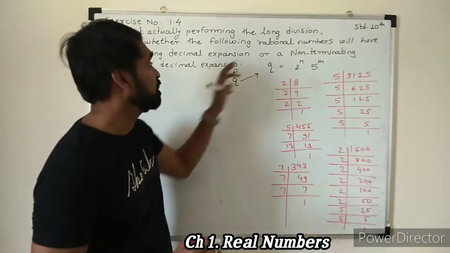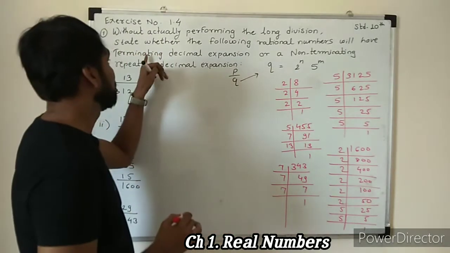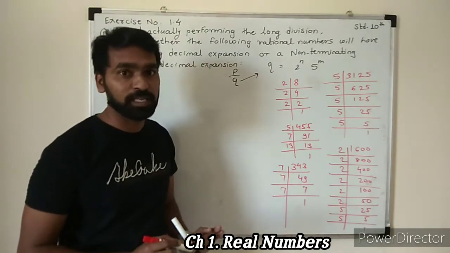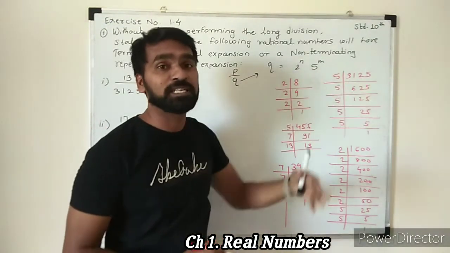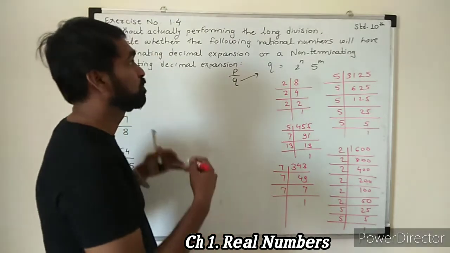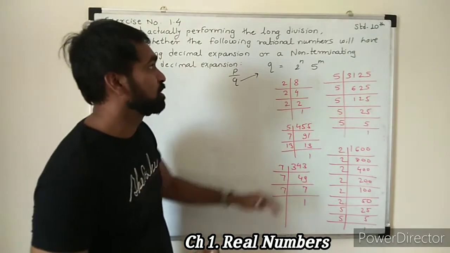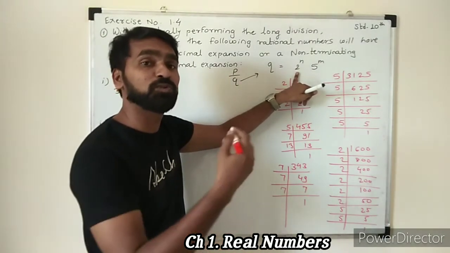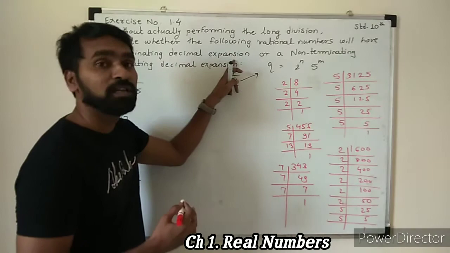Meaning, if the denominator is in the form of 2 raised to n and 5 raised to m, then the expansion will be a terminating decimal expansion. Next, suppose in the denominator there is 2 raised to n, 5 raised to m and one more number, any number, suppose 7 raised to 3, then it goes to a non-terminating repeating decimal expansion. Suppose the denominator has only one number, that is 2 raised to n, meaning 2 raised to 2, 2 raised to 3, any number, that time also it is a terminating decimal expansion.